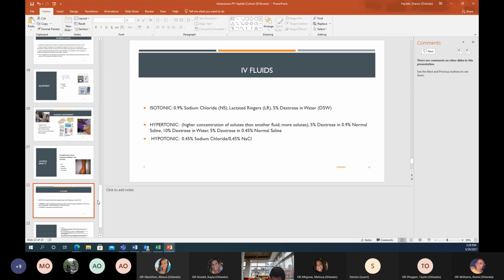So when you're hanging blood, what do you use to hang it? What kind of fluid do you use to hang it with? Right now, some places are not using fluids, but if you should be using fluid, what fluid do you think you should hang it with? Normal saline. Normal saline, very good.